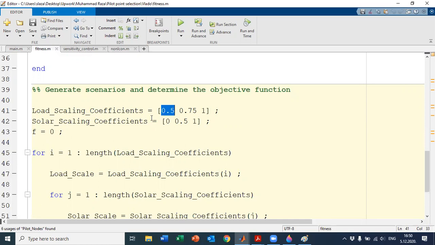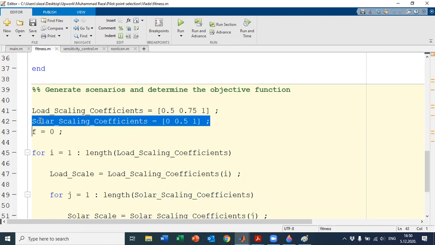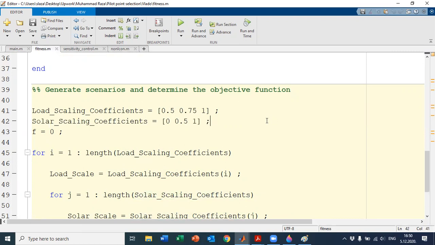I consider the off-peak load, which is equal to 50% of the nominal load. I've used the peak load, which is equal to 100% of the nominal load, and a middle scenario, which corresponds with 75% of the peak load. The solar scaling coefficients, so these are the coefficients which are used to generate the solar scenario. So we consider one scenario where there is no PV generation, the other when there is a nominal PV generation, and the middle scenario which contains 50% of the PV generation.